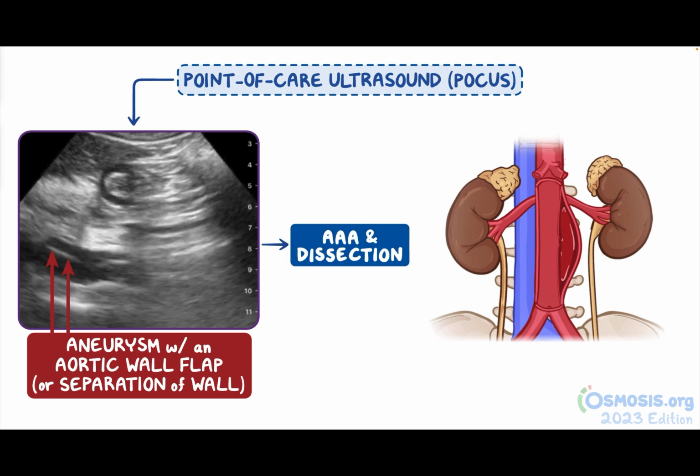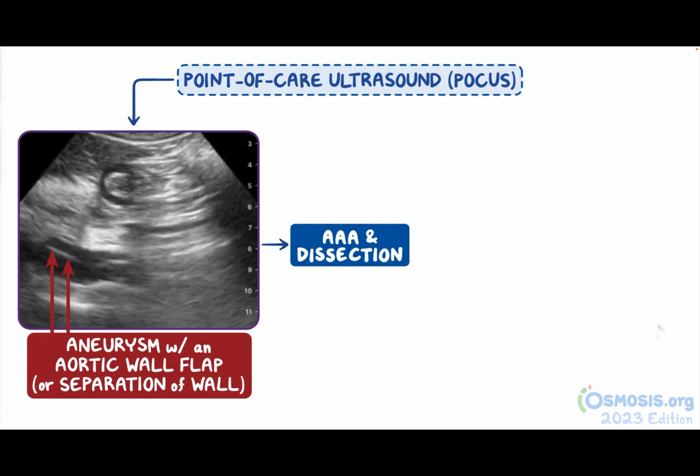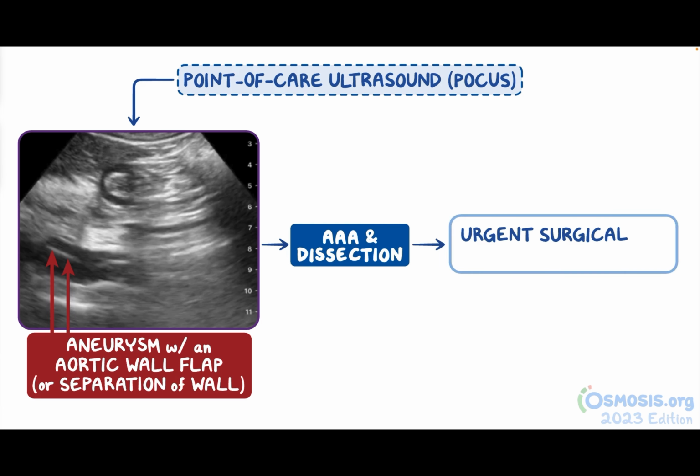Additionally, the dissected wall can impinge upon smaller aortic branches, like the renal or celiac arteries, and cut off the blood supply to vital organs. It may also affect blood supply to the bilateral lower extremities. Therefore, you must call for an urgent surgical consultation for surgical or endovascular repair.